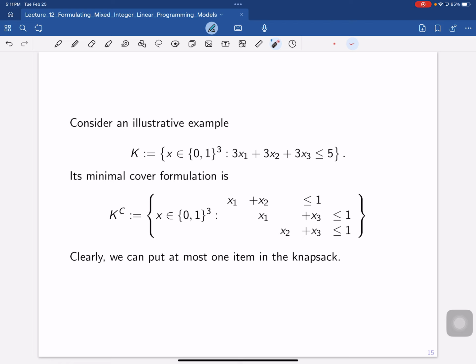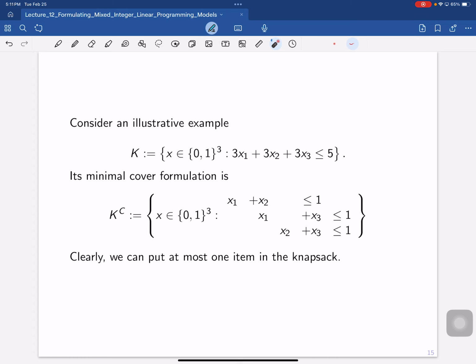Then what are the feasible solutions to this knapsack problem? One of them is 1 and the other is 2, 0. So you can at most put one of those atoms into the knapsack. If you put 2, the capacity will be 6. And the minimal cover formulation is the following.